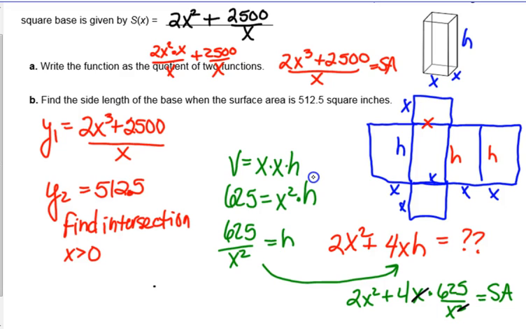All right, I'm not going to take time to show this on the screen. 2x to the third plus 2500 in parentheses, and then just divided by an x. And in y2 I'm putting 512.5. I'm going to do 0 to 20 for my first x window. My y, I'm just going to go ahead and set the max at like 600 because I know I want to see where it crosses the line 512.